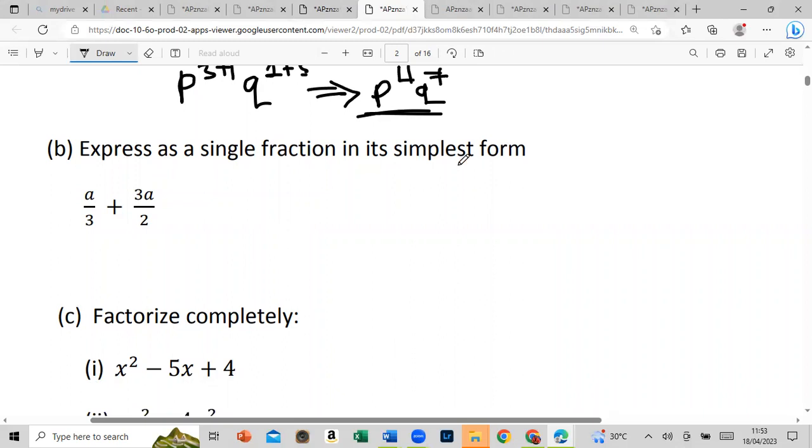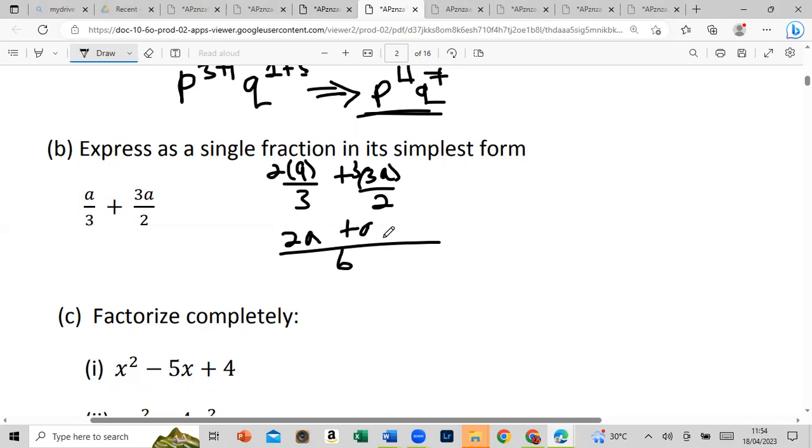It says express as a single fraction in its simplest form. So let me just rewrite. So we have a over 3 plus 3a over 2. All right, our LCM of 2 and 3 is 6. Once you're adding and subtracting, we must find the LCM. And then we say 3 into 6 goes 2 times, so we multiply a by 2, which gives us 2a. 2 into 6 goes 3 times, so we multiply 3a by 3, which gives us 9a. Now both of them have the same denominator, so we can go ahead and add. So it would be 11a over 6, and that would be our answer.